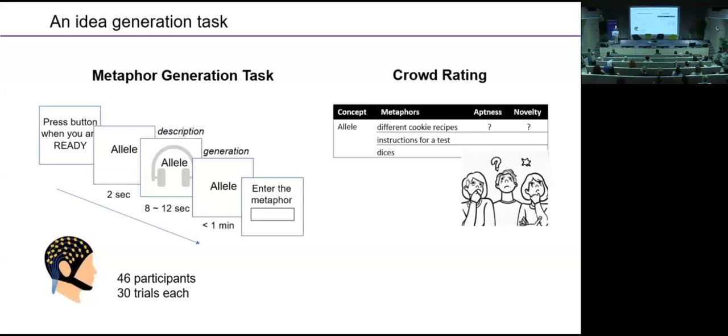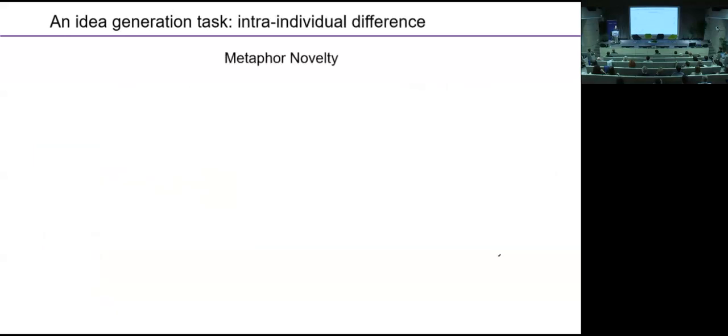Then we collect all those metaphor responses. We have a separate group of people, our crowd judges, rate the creative quality of each metaphor response: how novel the metaphor is and how apt the metaphor is. So the main question is, is the creative quality of those metaphor responses associated with the brain volatility during the generation? First, let's look at the metaphor novelty.